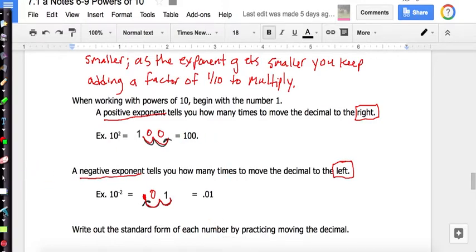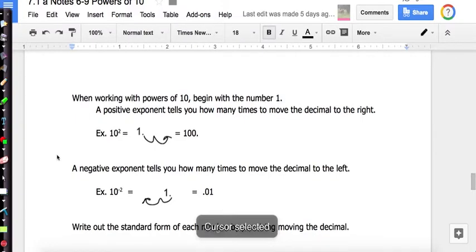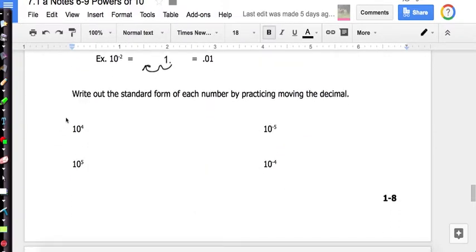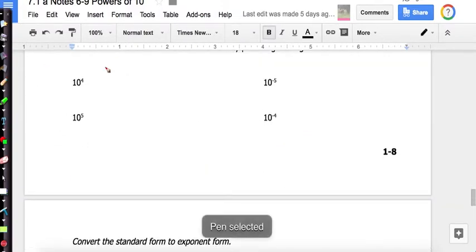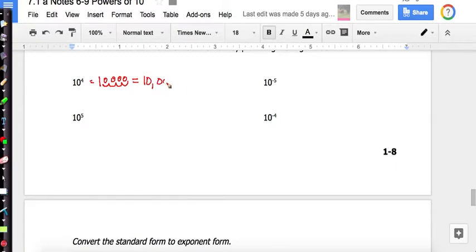Okay, so let's practice some of these. It says, write out the standard form of each number by practicing moving the decimal. So 10 to the 4th. What number do we start with? Good. We start with a 1. Where's the decimal? Right here. So we're going to move it 4 places. 1, 2, 3, 4. We're going to drop in 4 zeros. And so this number is 10,000, but we don't say 10,000 decimal. We can just write 10,000. Okay, and I like to circle my answer here.